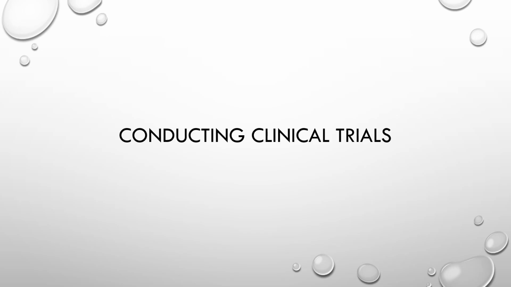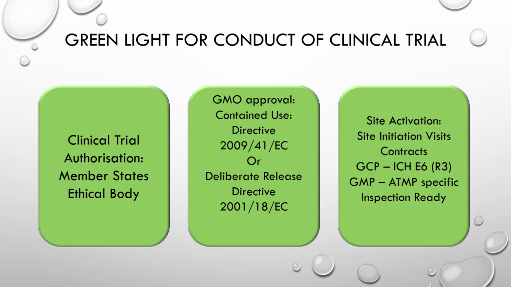So I just want to talk about conducting clinical trials. Before you can even start a clinical trial, you need to have three things in place. You need to have that clinical trial authorization. Remember, this is in the European Union, European Economic Area. So you need to have authorization by the scientific review of the product itself, the investigational medicinal product, the intervention. And you also need to have that ethical review from the relevant ethical body by the member state. So you have to have that.